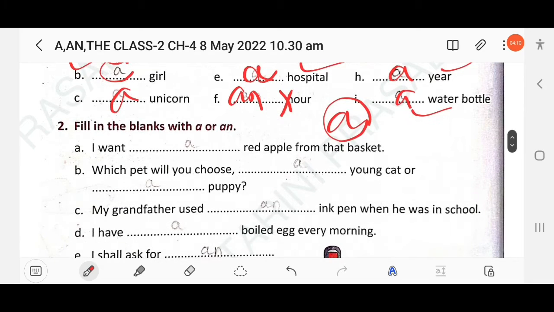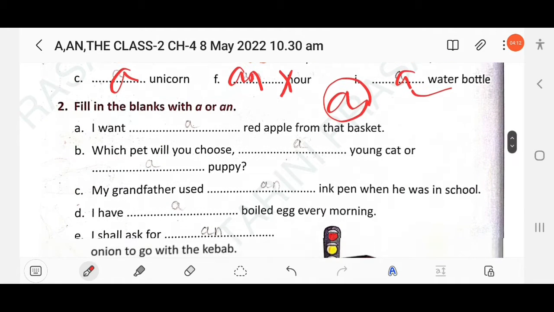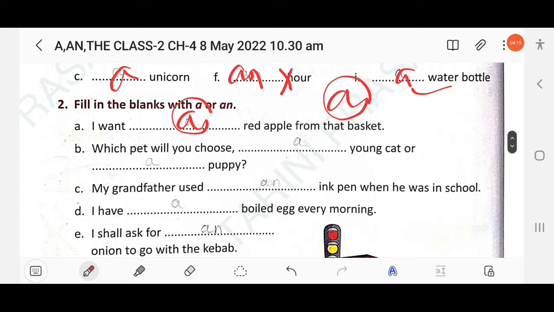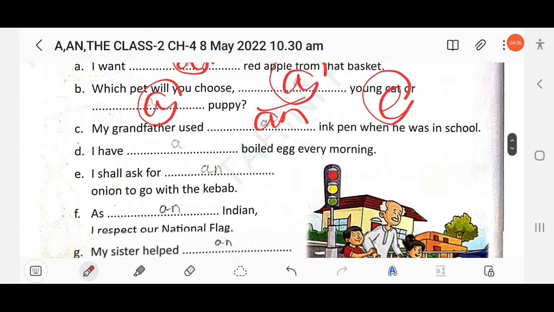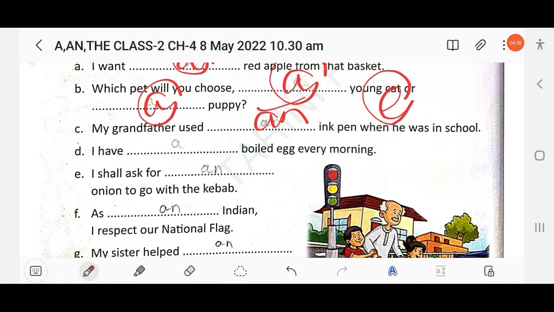Fill in the blanks with a or an. I want dash red apple. Here, a red apple. The next: which pet will you choose? Dash young cat, a young cat, or a puppy. The next: my grandfather used dash ink pot, ink, e. Here you have to use an as there is a vowel sound. The next: I have dash boiled egg every morning, boiled. Here it is a consonant sound, so you have to use a.